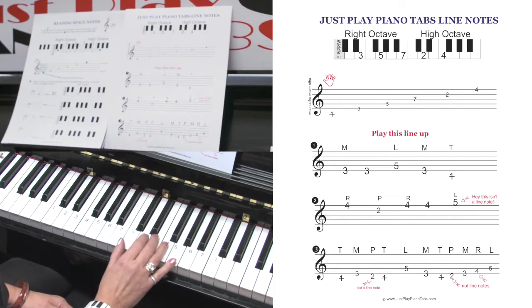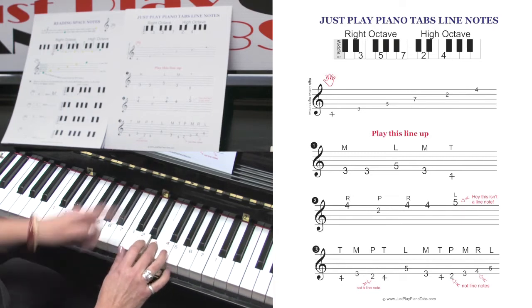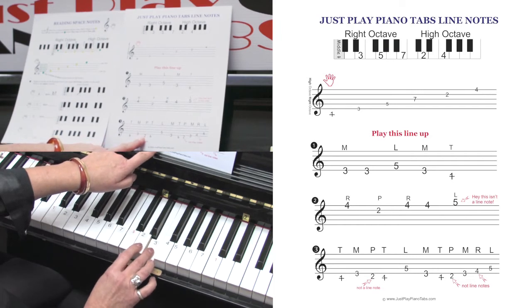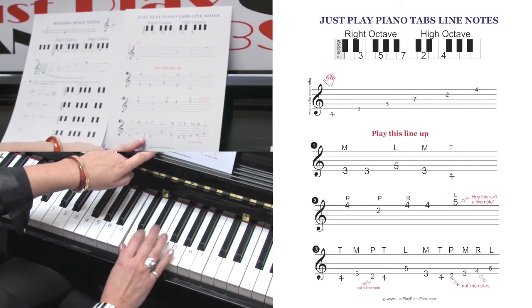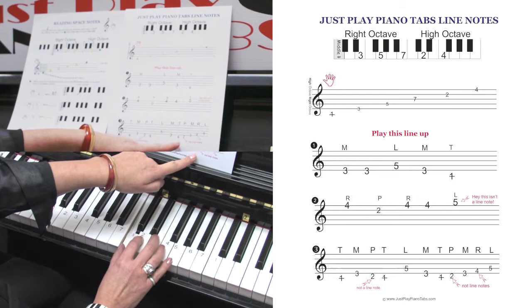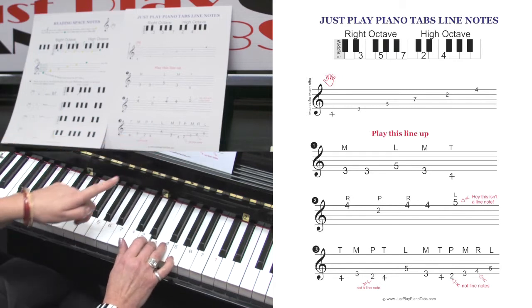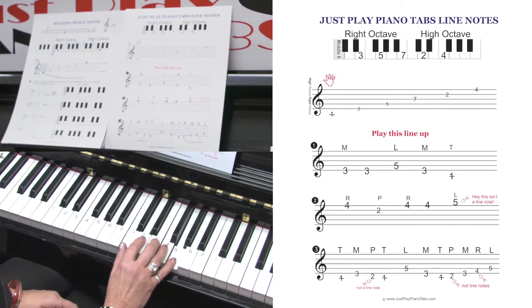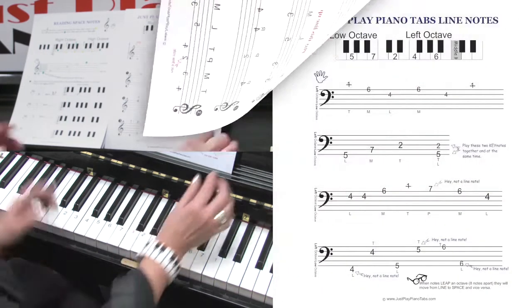Let's continue. Let's play this. 1, 3, not a line note, as we know. D, 1, 5, 3, 1, 2, 3, 4, 5. Okay, just reinforcing key note names.